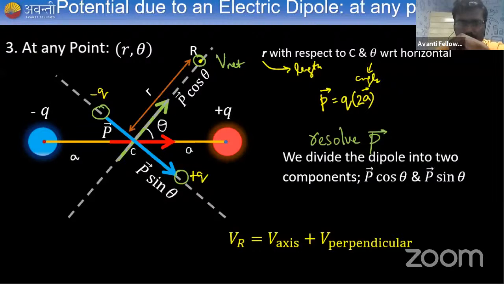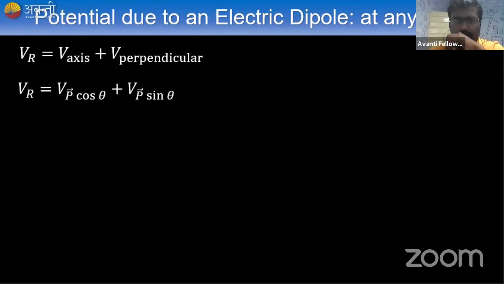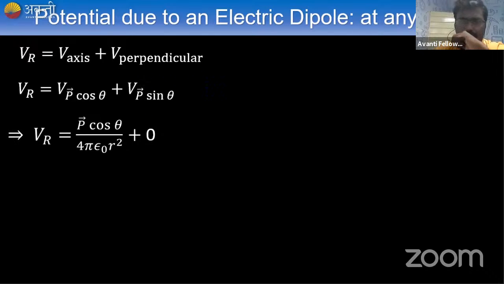So the P cos theta component is along the direction of point R, and the P sin theta component is perpendicular to the direction of point R. What will be my net potential? My net potential will be the summation of the potential due to the axial component, P cos theta, and the potential due to the perpendicular component, P sin theta. So V_R is equal to V_axial plus V_perpendicular, that is V_R is equal to V_(P cos theta) plus V_(P sin theta). Again, what can I write V_(P sin theta) as? V_(P sin theta) is nothing but the potential with P cos of (90 degrees plus theta), right?